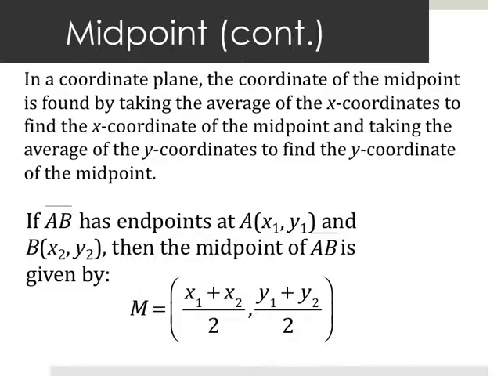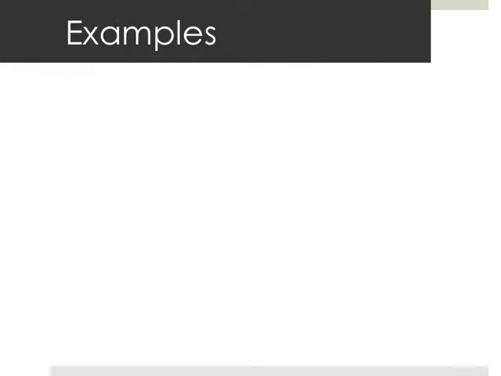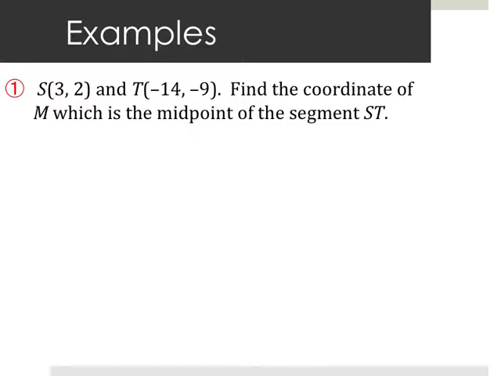What's an average? All the numbers added up and then divided by how many there are. Right, so since we have two x coordinates, add up the x coordinates divided by 2, add up the y coordinates divided by 2. Okay, so we'll start with something easy. Find the midpoint of the segment ST.